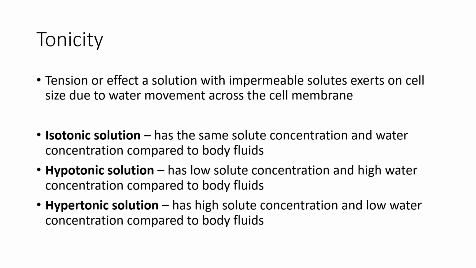So we're going to take a quick look at 3 different types of tonicity. You can have an isotonic solution. That's where the concentration of water and solutes are the same as our body fluids. If you have a hypotonic solution, you have a lower solute and higher water concentration as compared to the body fluid. So if you're hypotonic, there's lower tonicity. And if you're hypertonic, this fluid is going to have a higher solute concentration and a lower water concentration compared to the body fluid. So there's higher tonicity, hypertonic.